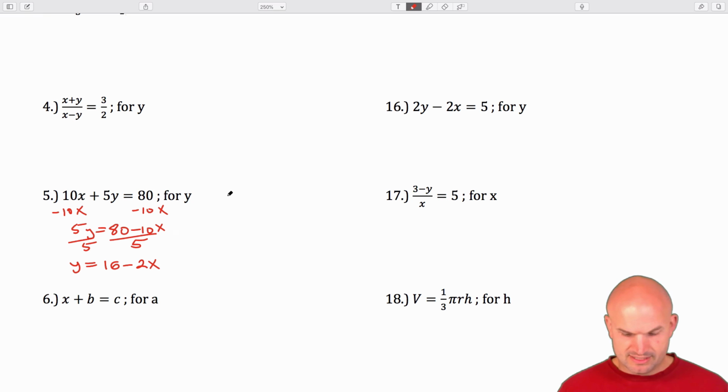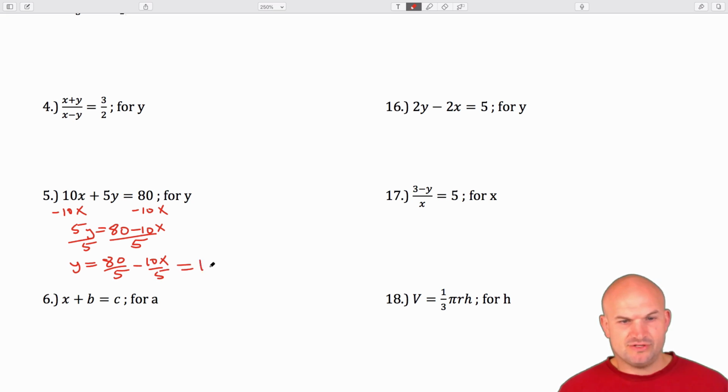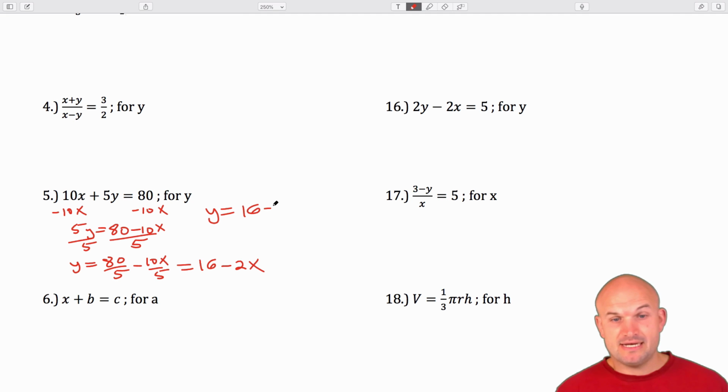Here, let me just write this. Let me just write it a little bit since we have a little bit more. Obviously, we want to simplify this, so I'll just write this in. This would be 80 over 5 minus 10x over 5. And then you could simplify that to 16 minus 2x. So again, we're solving for y is equal to 16 minus 2x.